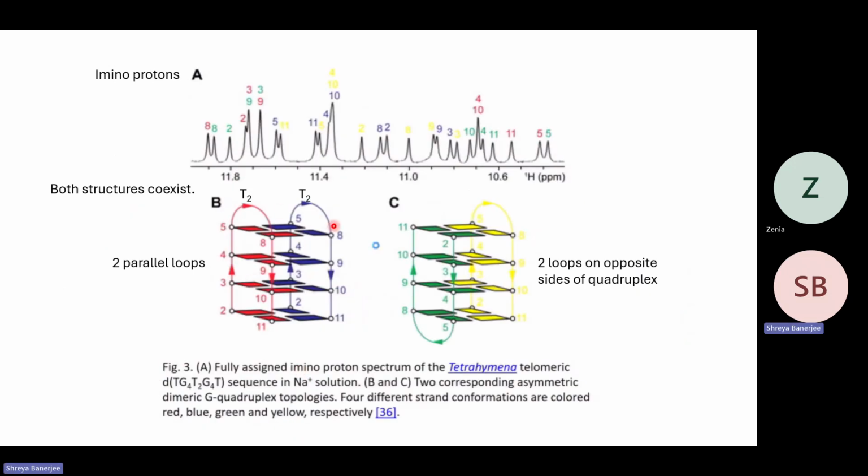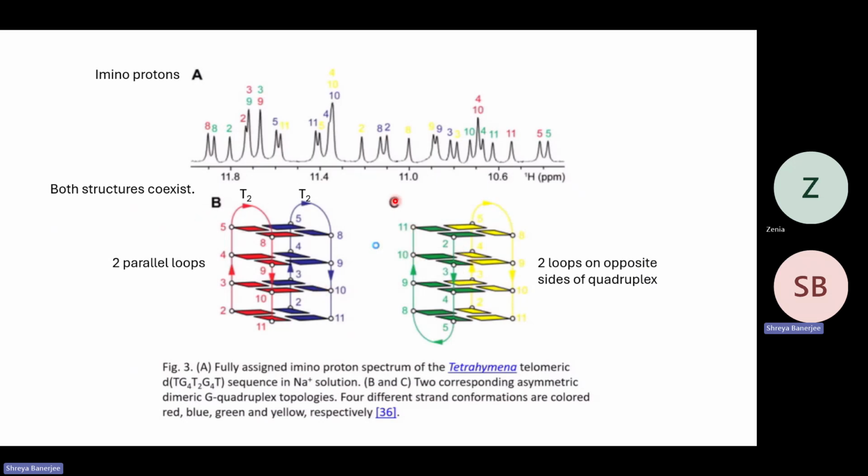You can see here 2 different associations of the tetrads are shown. So here you can have 2 parallel loops. If you imagine the loop as a structure, these 2 loops are parallel, whereas in this case these 2 loops are anti-parallel because one is going up and one is going down.